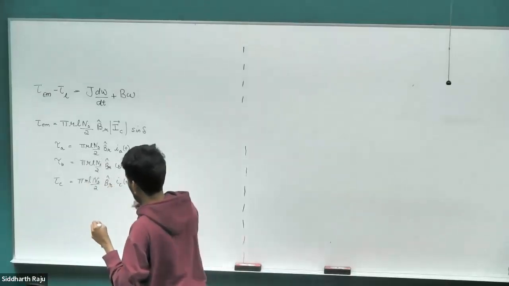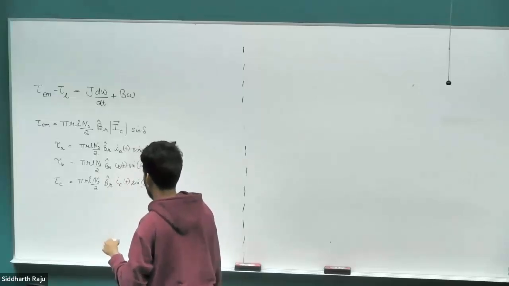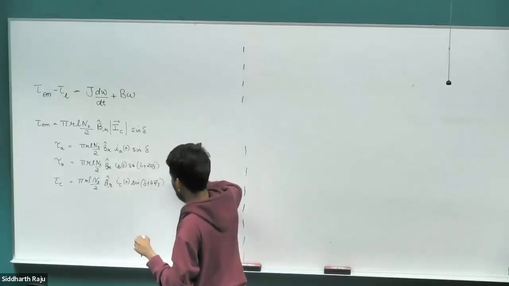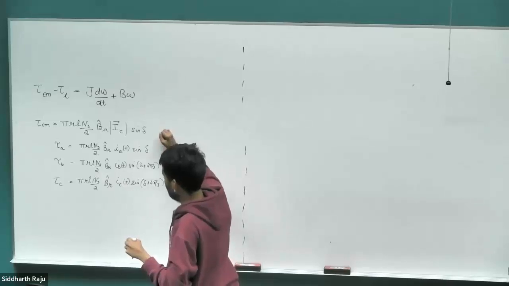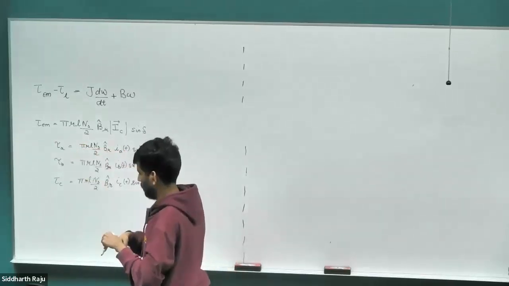To get a permanent magnet, if you're willing to put a magnet, you might as well put 2 more coils and make it a 3-phase. But these were the torque due to each of the individual phases. Once you sum these torques up, you get the total electromagnetic torque right here.